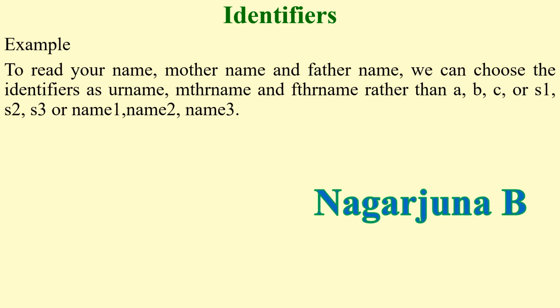So this will not be very clear to one who reads or goes through the program. For that purpose, if we choose UR name, MTHR name, FTHR name for your name, mother name and father name respectively, then it will be very clear to one who goes through that particular program. I think you have got the idea of what an identifier is and the rules for declaring an identifier.